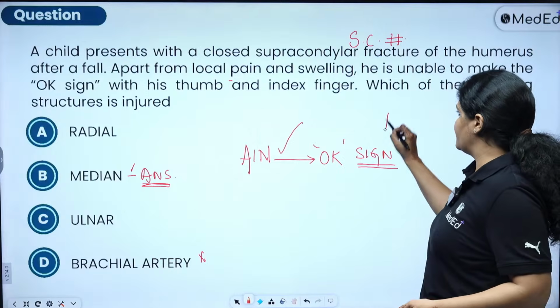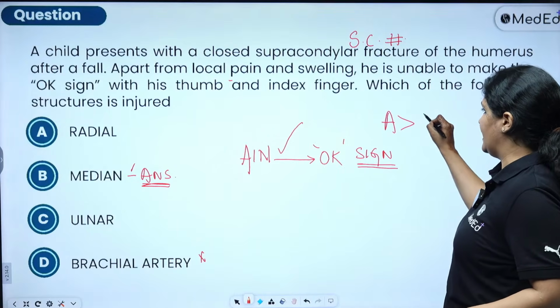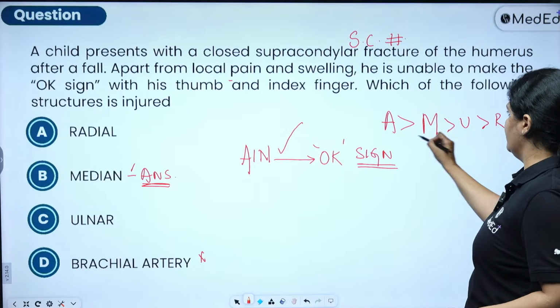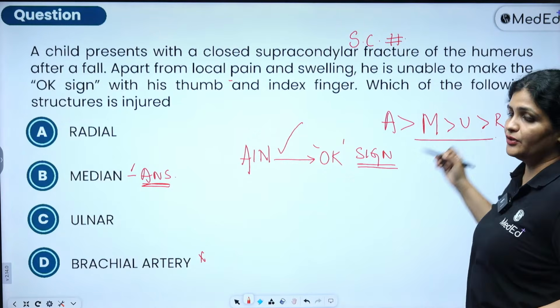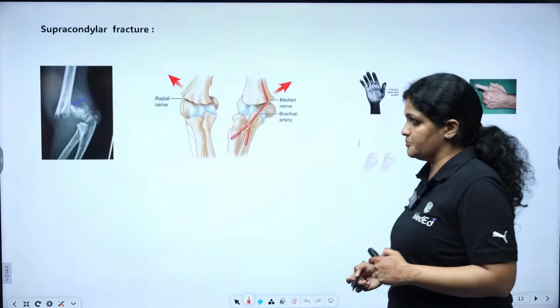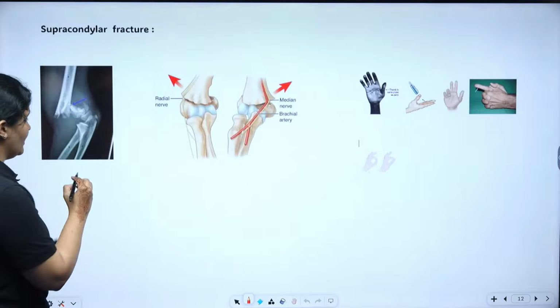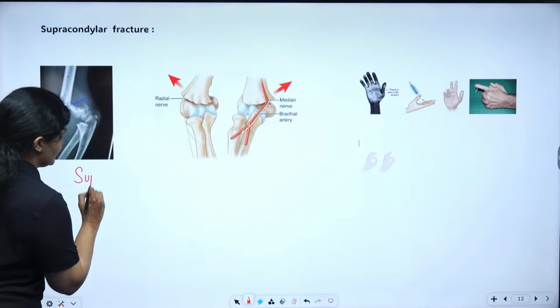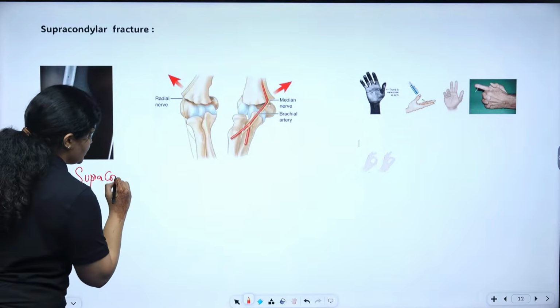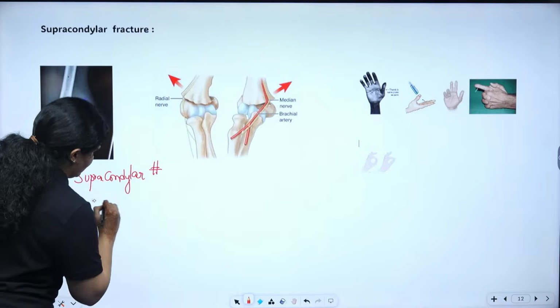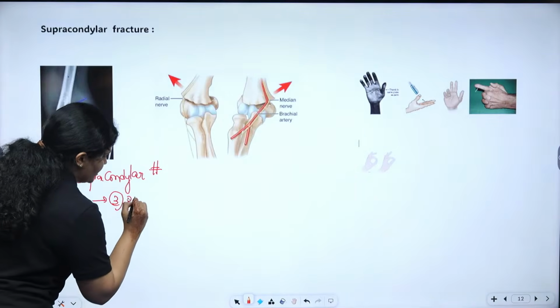You have to remember AIN, then median, then ulnar, and last is the radial nerve, and this depends upon the displacement. This is your supracondylar fracture, and remember that a supracondylar fracture of the humerus is above the condyles, hence the 3-point bony relationship is maintained.